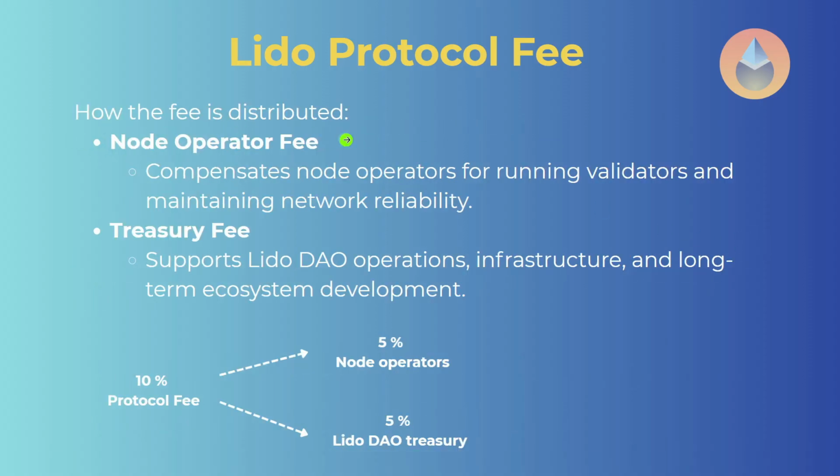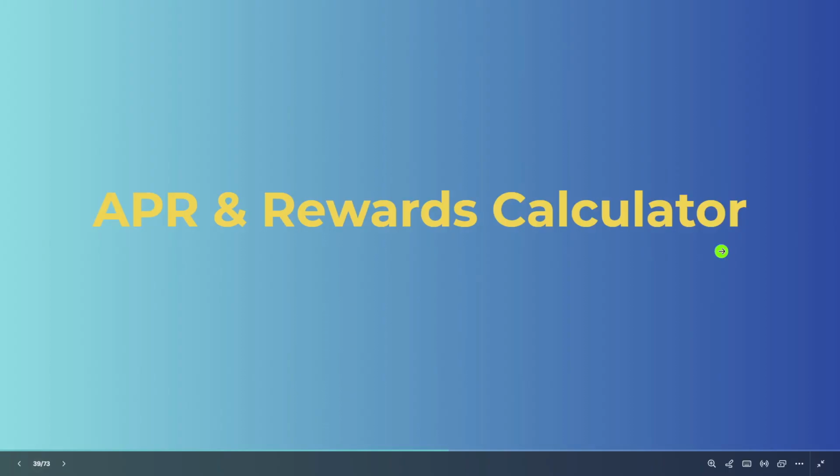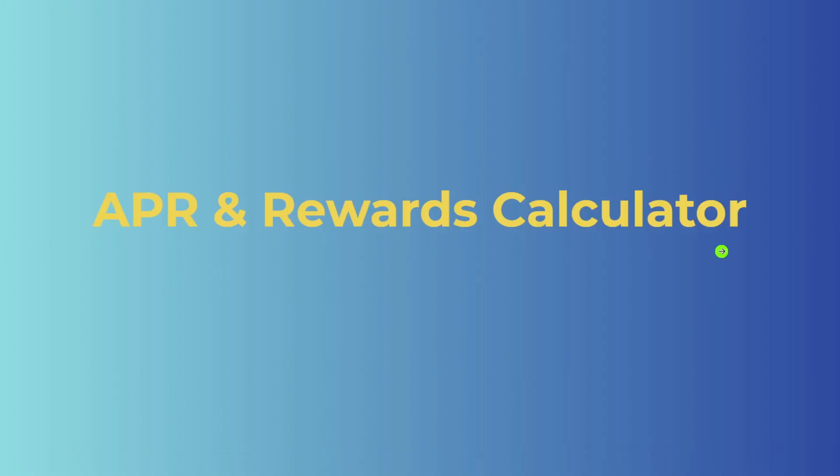So how is the fee distributed? There is a node operators fee, which compensates node operators for running validators and maintaining network reliability. And a treasury fee, which supports Lido DAO operations, infrastructure, and long-term ecosystem development. So let's say that of the 10% protocol fee, 5% goes to node operators and another 5% goes to the Lido DAO treasury.